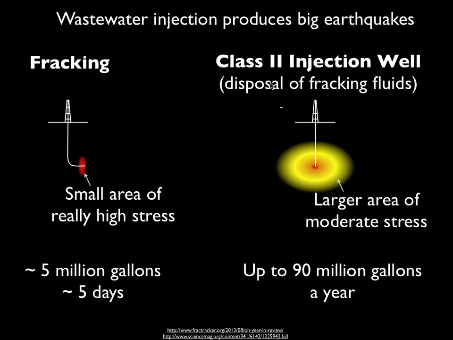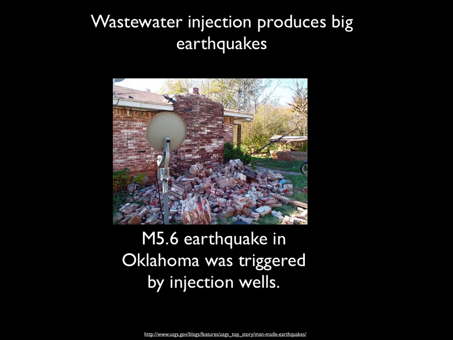So injection wells, or wastewater injection wells, can cause big earthquakes. In fact, they have. This is a picture from Oklahoma, not normally a place where we think of having magnitude 5.6 earthquakes. Now that's a larger earthquake than possibly any of you have felt in your life living in Southern California. This was triggered by injection. How do we minimize that problem?